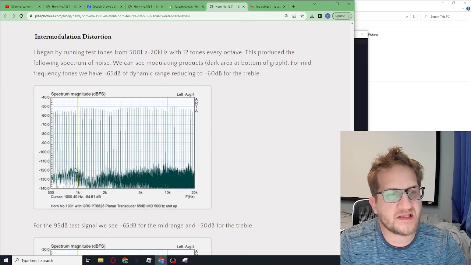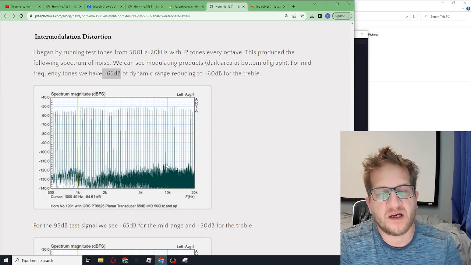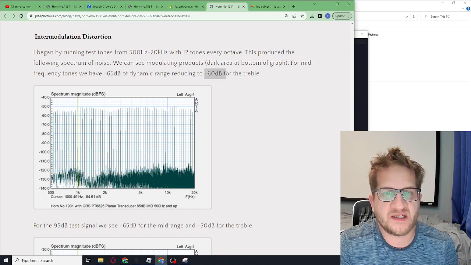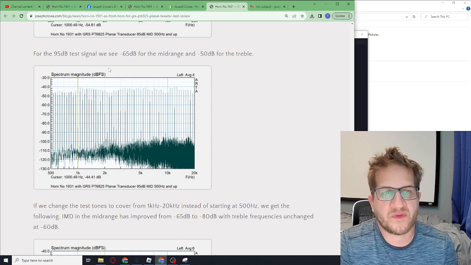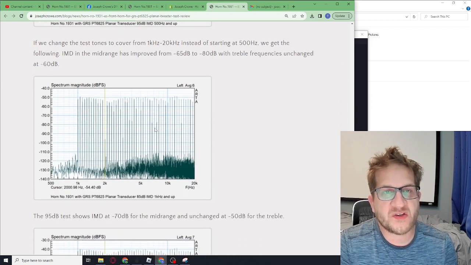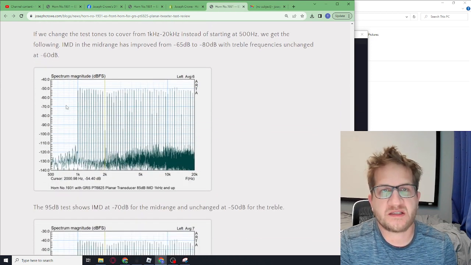But what we are seeing is a slight rise in IMD through that trouble spot of 1 kilohertz, but overall we're about minus 65 dB through the mid-range, and then we do see a slight rise in the upper treble where IMD is minus 60 dB. So we basically see the same with the increase in the test SPL. IMD is minus 50 dB for the upper treble, so we're seeing a linear rise in IMD as we raise the test SPL.